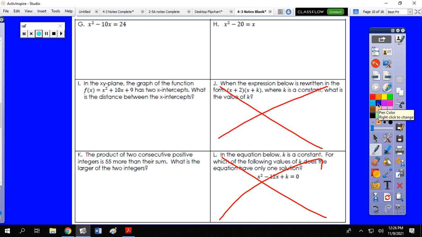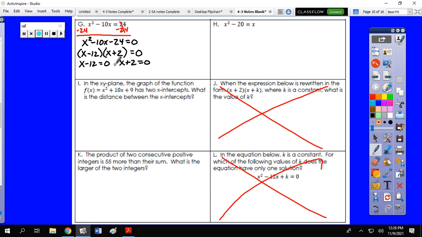On letter G, it is not equal to 0. So our first step is we need to move the 24 to the left side of the equation so that the equation is equal to 0, because we cannot solve by factoring until one side of the equation is equal to 0. Then we need two numbers that multiply to negative 24 and add to negative 10, which would be x minus 12 and x plus 2. That means our possible solutions are x minus 12 equals 0 and x plus 2 equals 0, which means our possible solutions are x equals 12 or x equals negative 2.